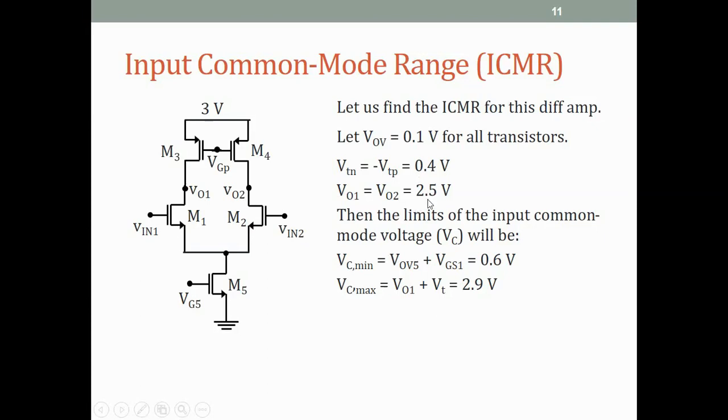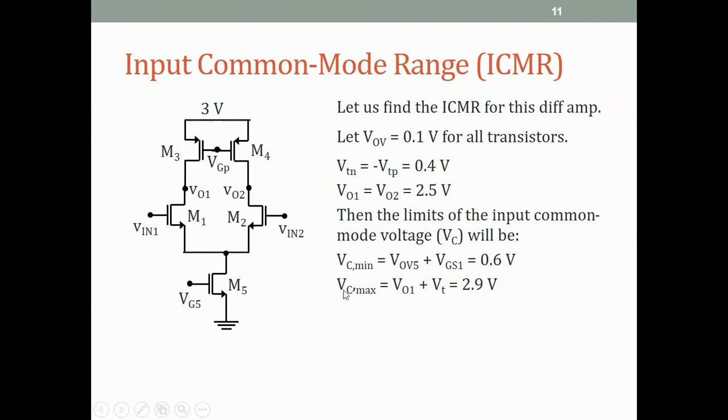So okay, with these voltages, let us find the highest common mode voltage VC that can be applied and the lowest that can be applied. We've done this before, so I'm just revising. So the lowest common mode voltage VC min is the overdrive of M5 plus the gate source of M1. Overdrive is 0.1. The gate source voltage is 0.1 plus 0.4, so 0.5. So 0.1 plus 0.5 is 0.6 volts.